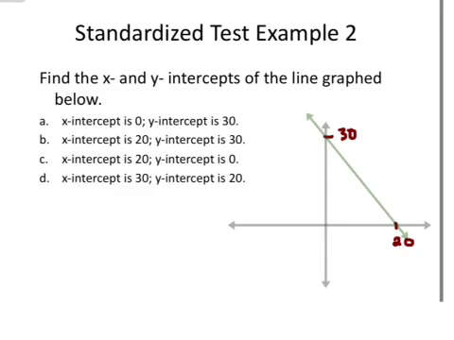Here we have a figure over to the right where we see a line drawn in a coordinate plane. So that green line is what we're looking at, and what we're supposed to find here is the x and y intercepts of the line graphed below. So the x-intercept is 0 when the y-intercept is 30. Is that true? Is the x-intercept 20 when the y-intercept is 30? How about C, the x-intercept is 20 while the y-intercept is 0? The x-intercept is 30 while the y-intercept is 20. Which one of these is correct?